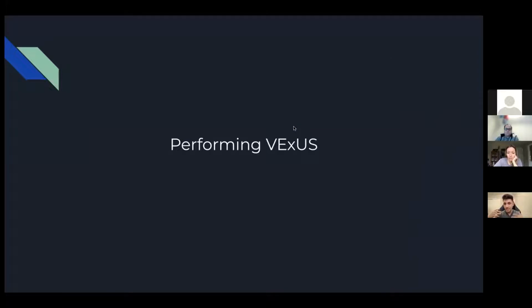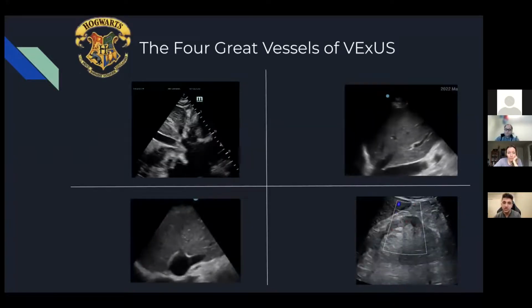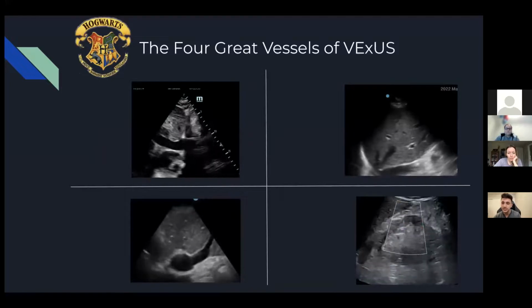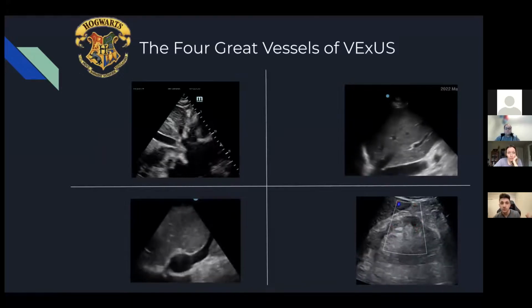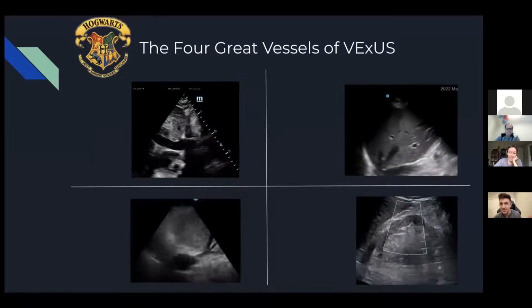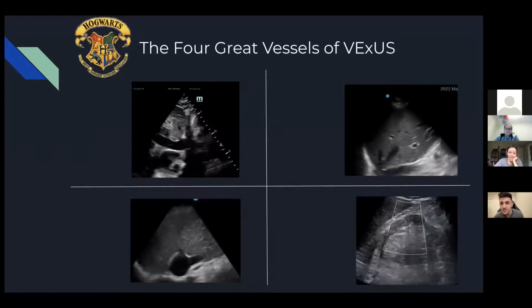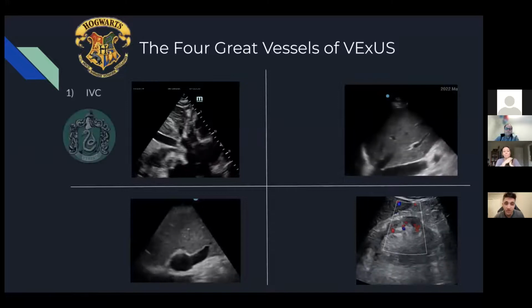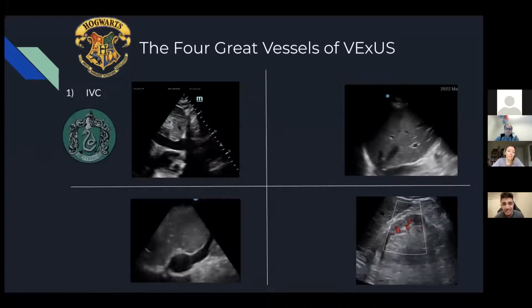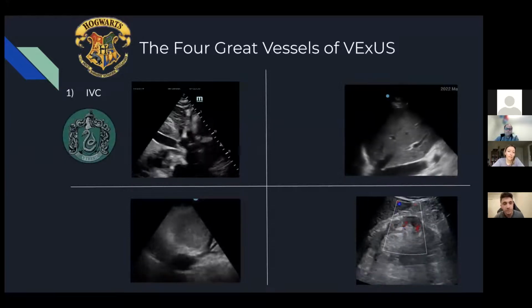Okay, so that's sort of where we stand, and this is sort of how we got here. But how do we actually perform VExUS? I've taken this akin to looking at the 4 great vessels of VExUS, the 4 great houses of Hogwarts. Sorry if this reference doesn't land for everybody, but hopefully y'all will follow with me a little bit. So what's the first thing we want to look at? Well, it's the IVC, and I think this really is the mainstay of Slytherin House here.